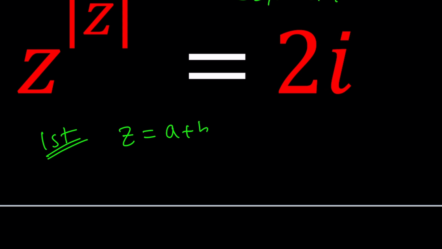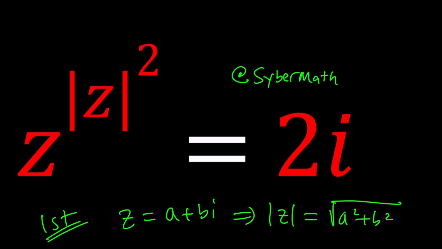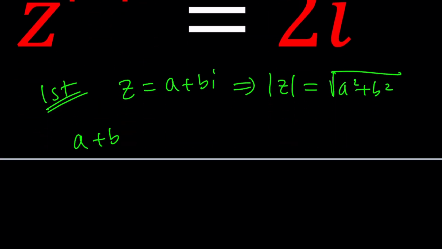Replace z with a plus bi, because why not, right? And from here, the absolute value, which is also called the modulus, is going to be the square root of a squared plus b squared. Great, because we're going to square it, get rid of the radical. Nice. So let's put the z at the bottom or the base, and the absolute value of z squared, by the way, is just going to be a squared plus b squared.